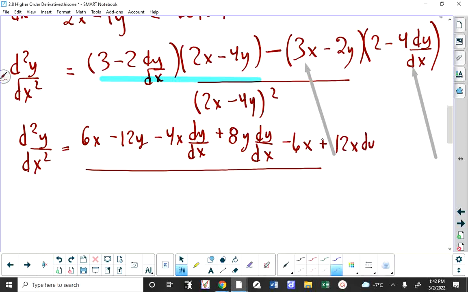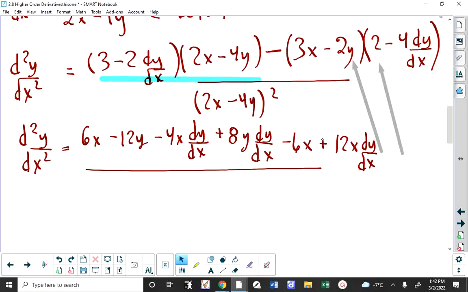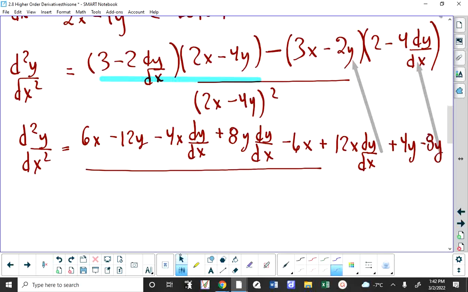12x dy dx. When I multiply my inner, I get negative 4y, but I'm subtracting negative 4y. And my last, I get positive 8y dy dx, but I'm subtracting it. And I'm going to double check all of those as soon as I make a little bit of room to write my dy dx. I'm just checking here.